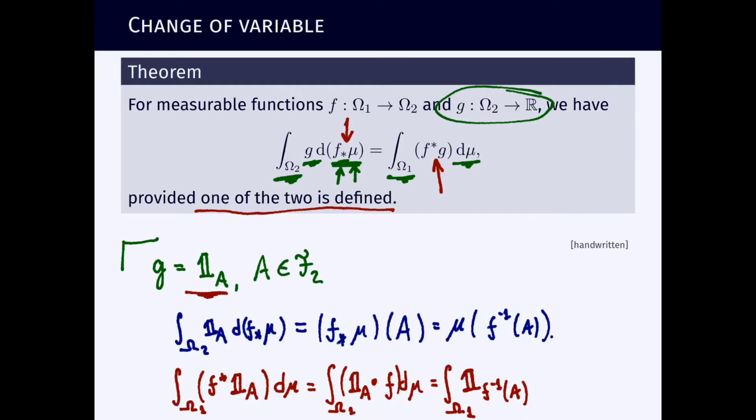This is a function defined on omega 1 against this measure mu. And now by the unitary property of the measure mu, this is the measure of f minus 1 of A, which, since it coincides with what we did expanding the first integral, would conclude the proof of this theorem.